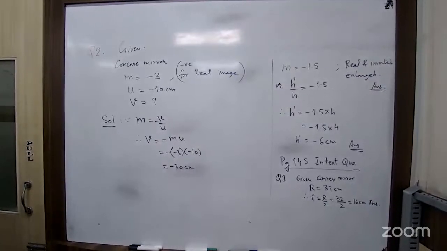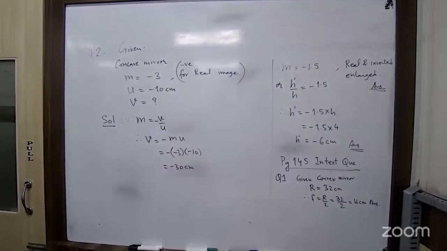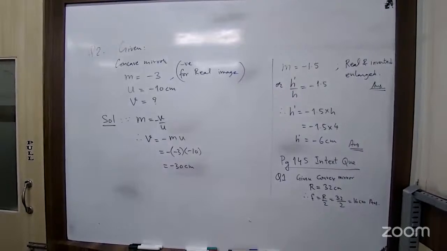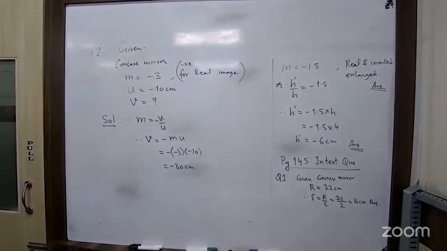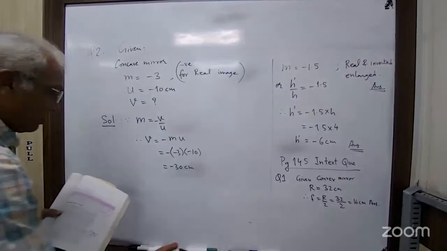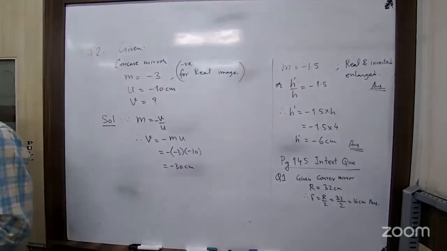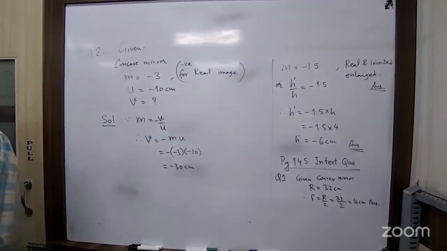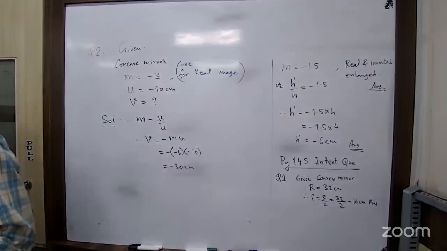Every piece of given information, you must write down. In case of a concave mirror, m can be 3 as well as minus 3, depending upon whether the image is virtual or real. The nature of the image will tell you the sign. So with this, we have completed the mirror part of this chapter. Reflection by spherical mirrors is completed.